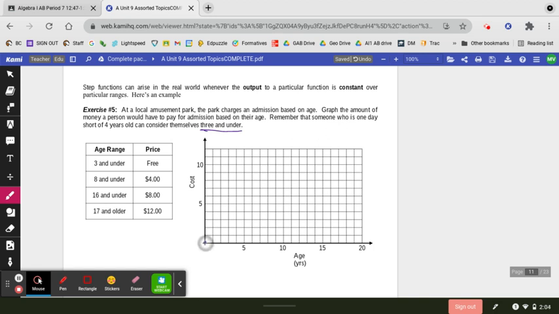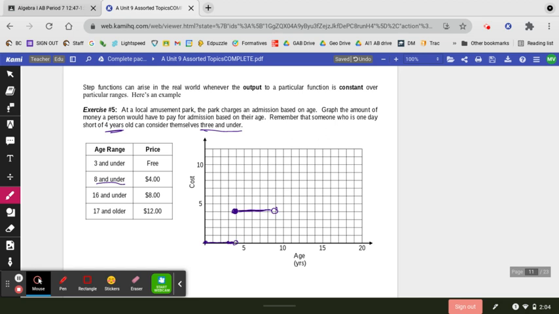So their cost is 0. So if I were to graph that from 0 to 3, and if they're 1 day short of 4, so that goes all the way to 4, but it's an empty circle on 4. Because as soon as they are 4, they have to pay. 8 and under is $4. So from 8 and under, meaning when I'm 8 years old, so up to 9, but that's going to be an empty circle at 9, because again, until I turn 9, I'm 8 and under. So empty circle on 9 and down to a closed circle on 4.